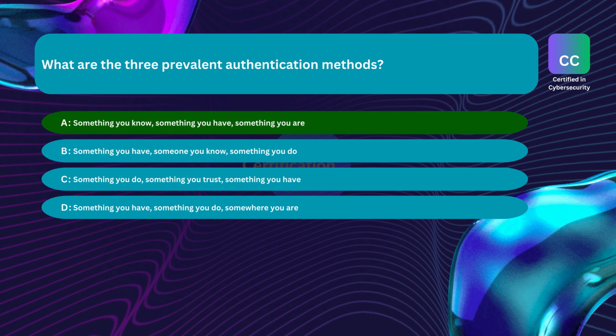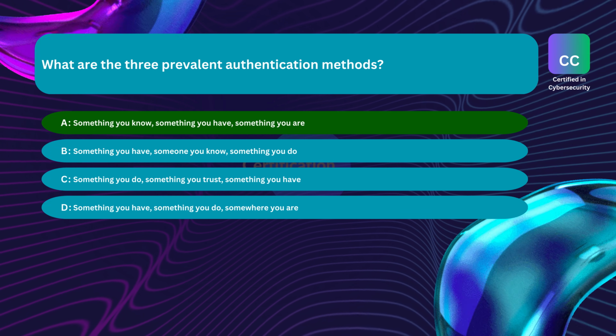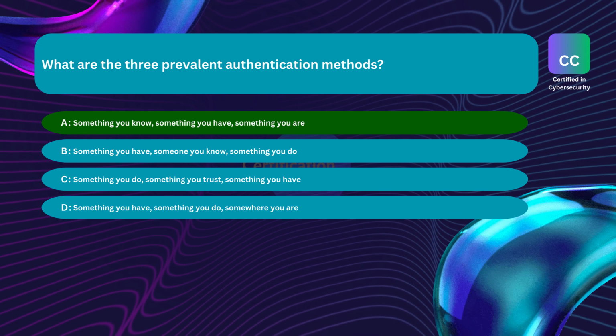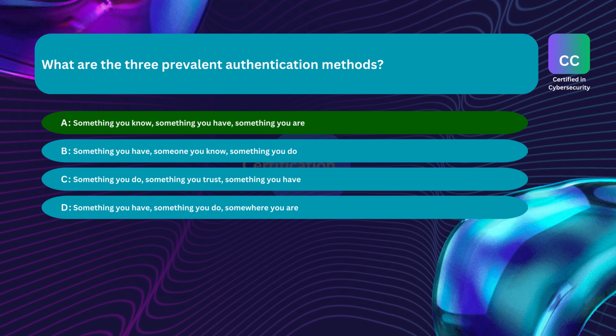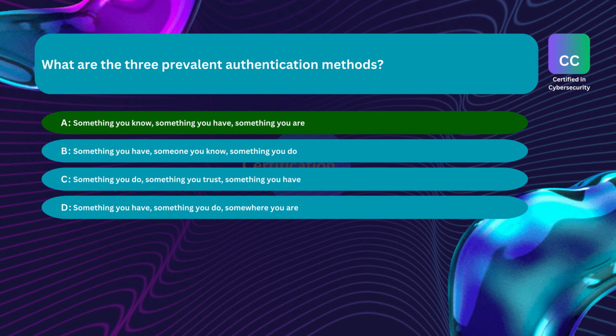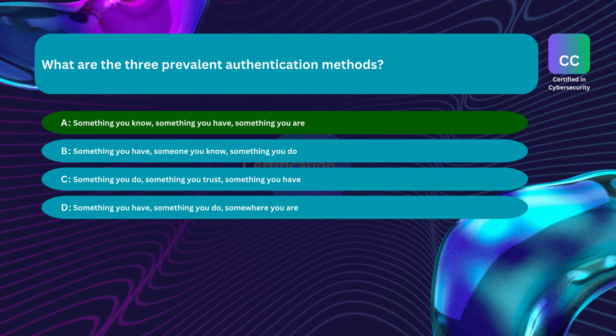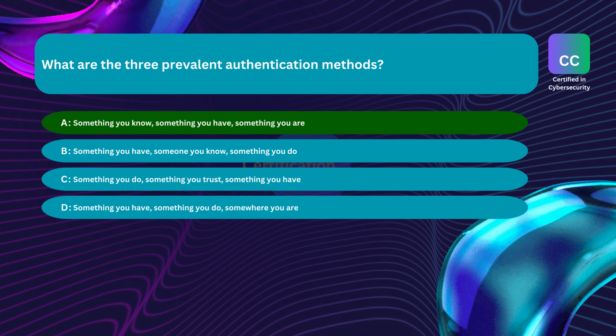The correct answer is option A, something you know, something you have, something you are. All these are different types of data and allow for depth in authentication, as not all can be compromised at a single time, and using multiple factors allows for more security with authentication.